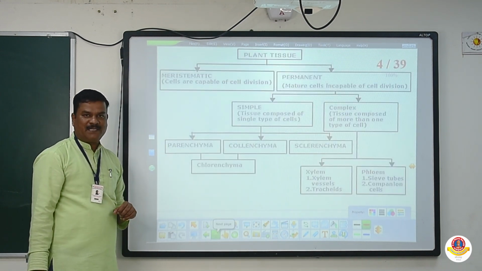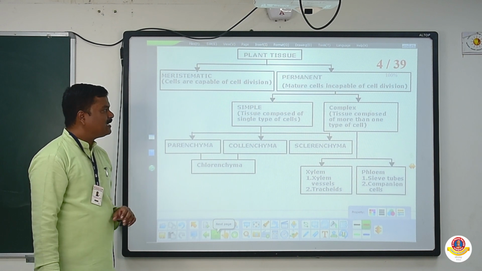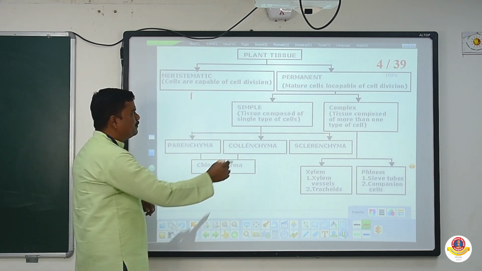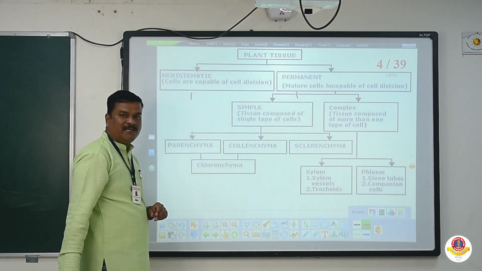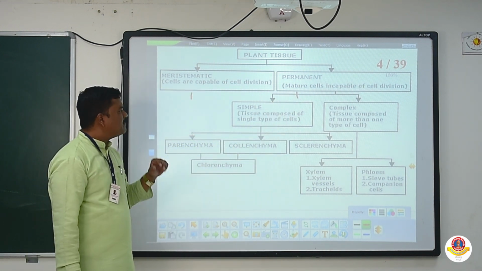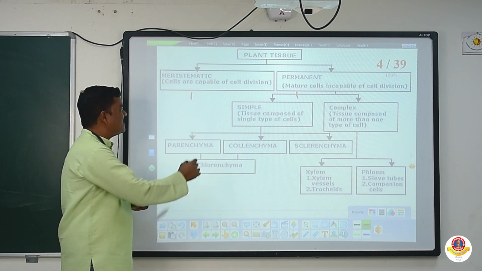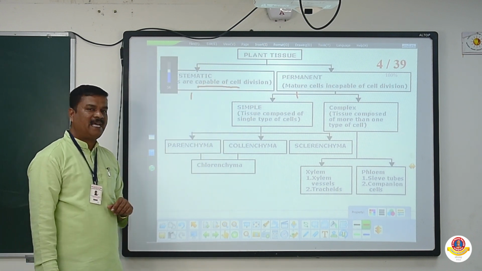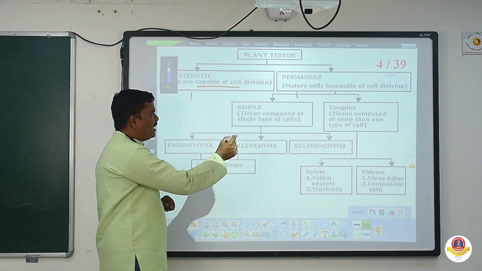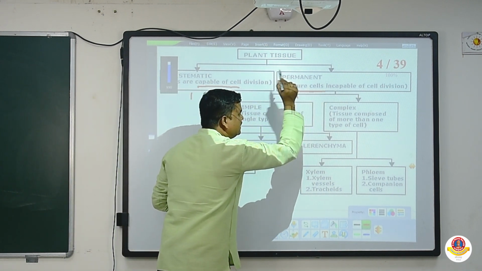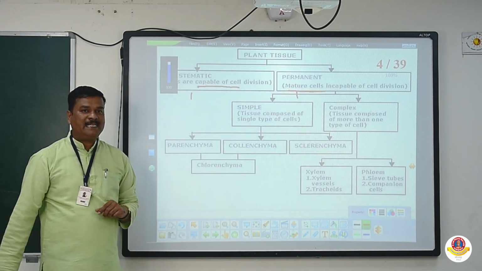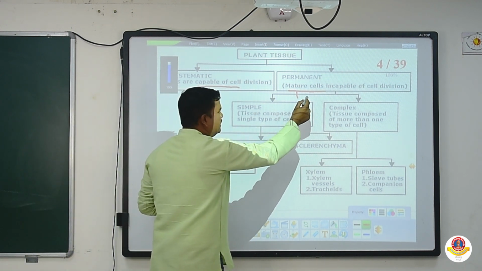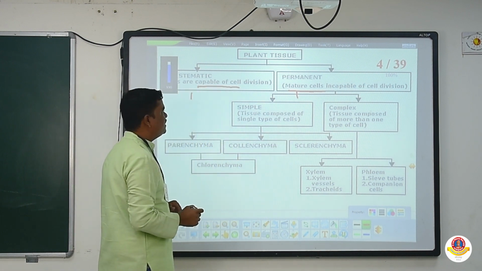So this is the classification of plant tissue. Basically there are two types, meristematic and permanent. How are they defined? Meristematic cells are the cells which have a capacity of cell division. These cells continuously divide and redivide. While permanent tissues are mature cells and are incapable of cell division. They can't divide further.